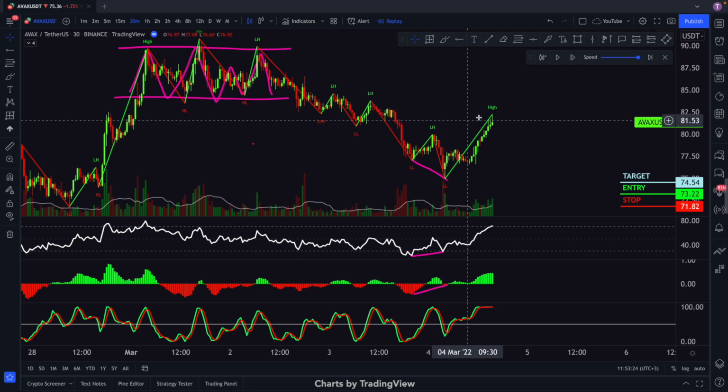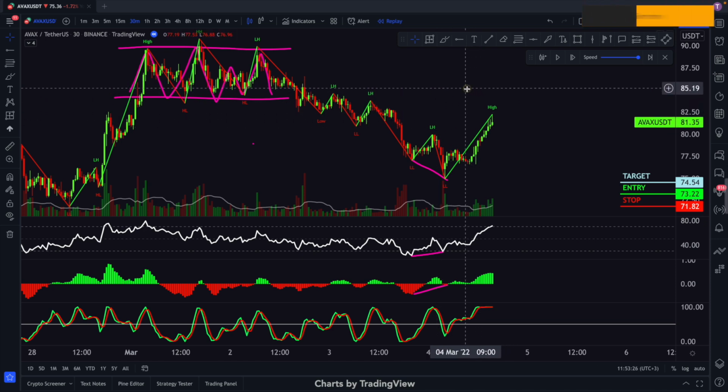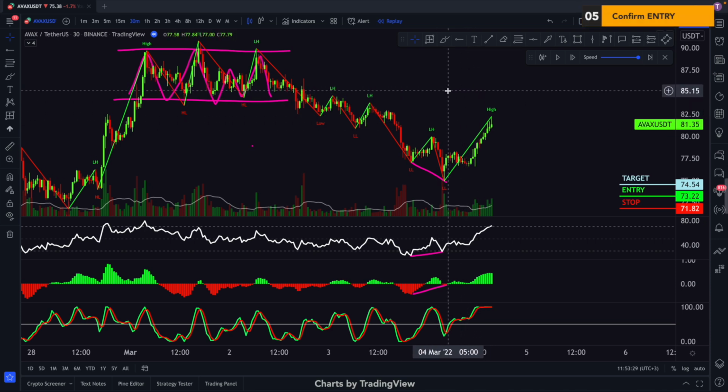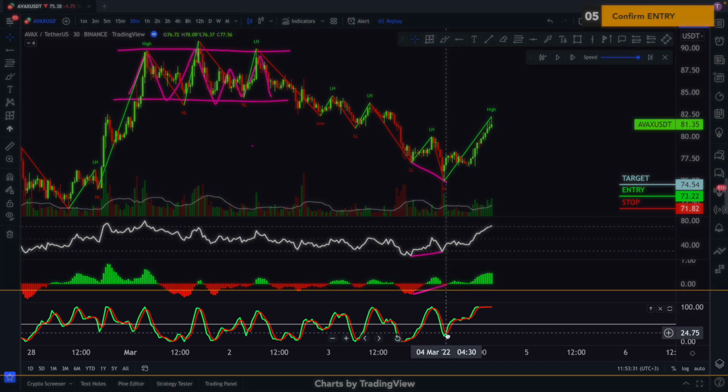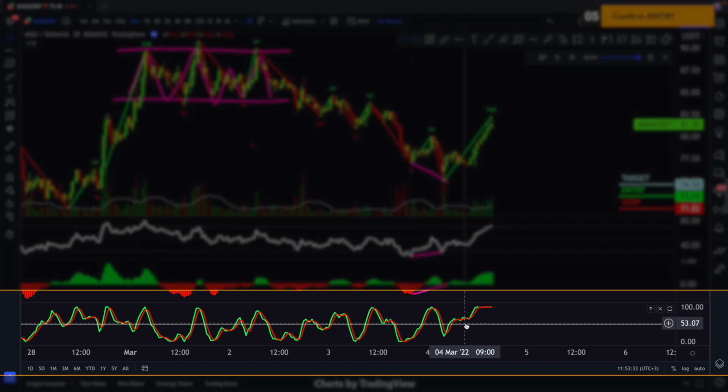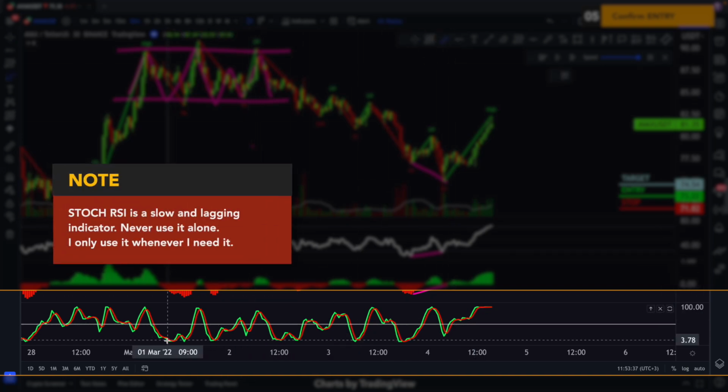Okay guys, let's check out the possible entries. The first thing I look for is a stock RSI crossover below the 50 line. As I said many times, never ever use stock RSI alone for your entries or exits. It's just a helper after all your confirmations.